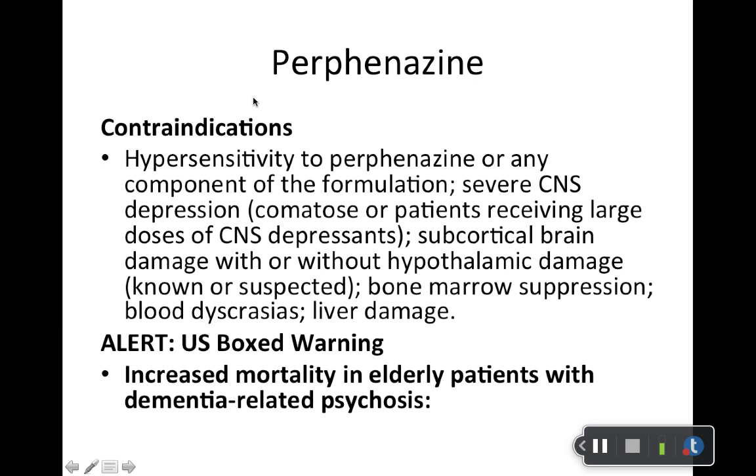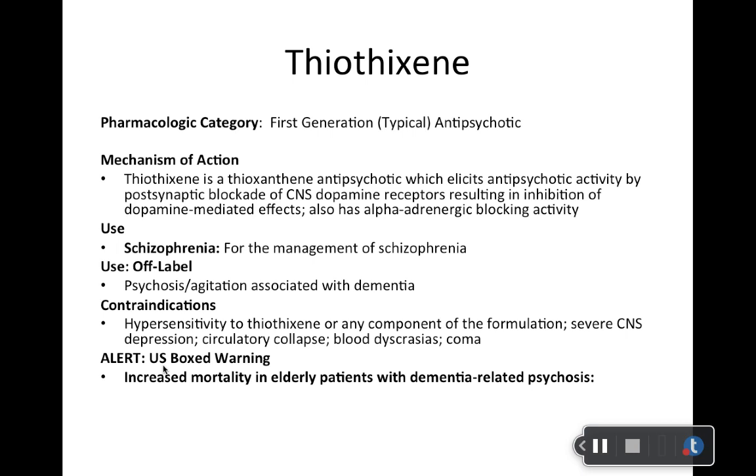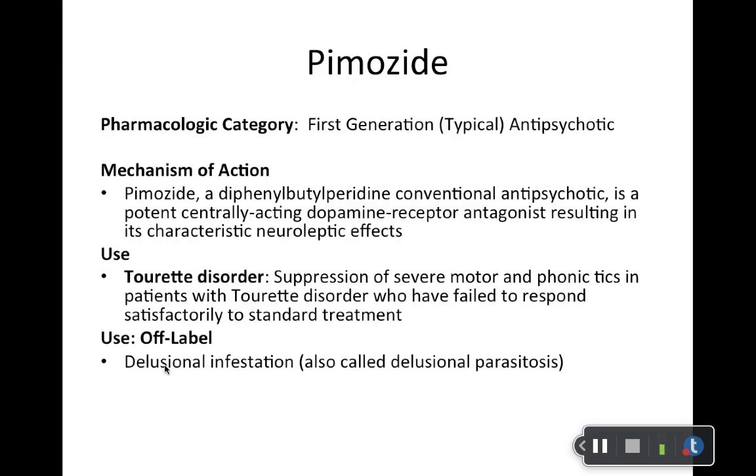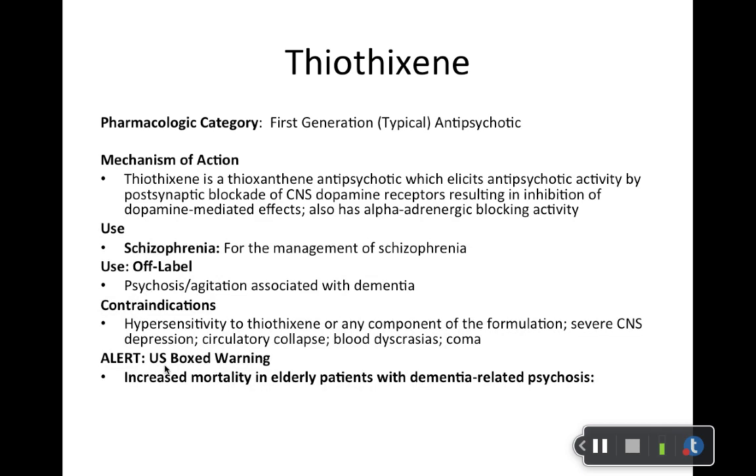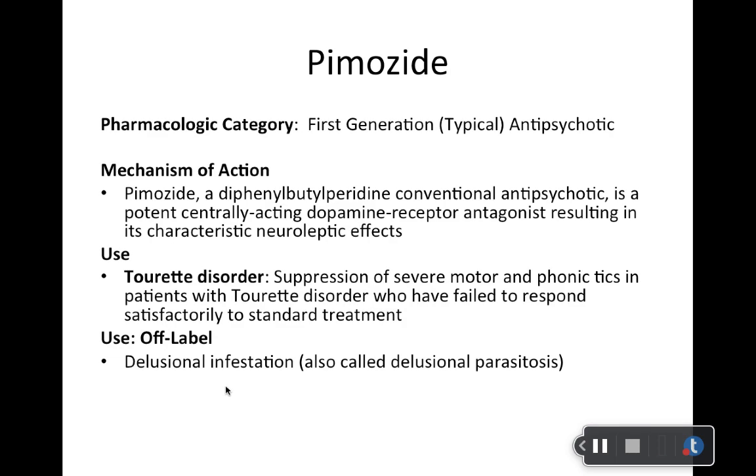For contraindications, you'll notice the CNS depression there again, plus bone marrow suppression, blood dyscrasia, and liver damage. Those are a little bit different on there, so please make sure you are looking at the differences in the contraindications. And then the box warning is increased mortality, which we've seen before. Thiothixene, another older first-generation antipsychotic, is used for schizophrenia. Contraindications there include CNS depression, again just things that keep coming up over and over. And the box warning is the same as we've seen with all antipsychotics.